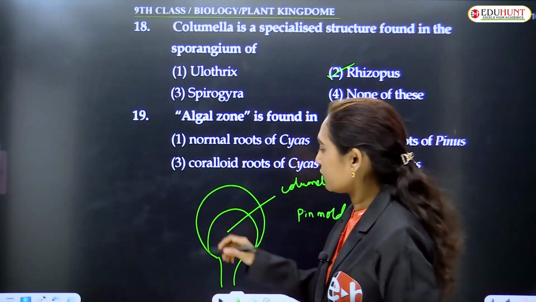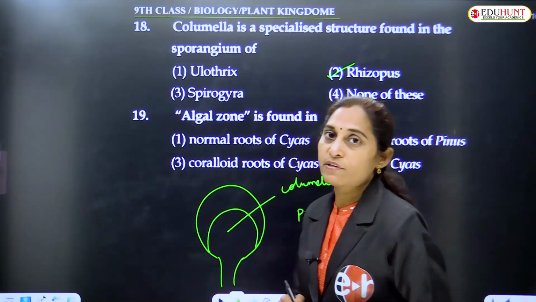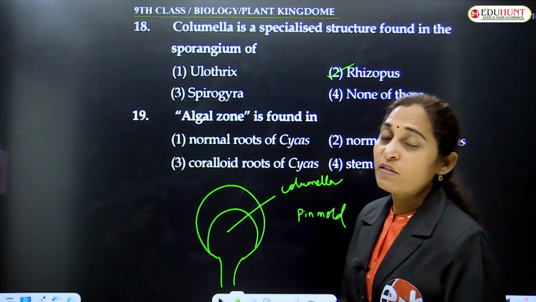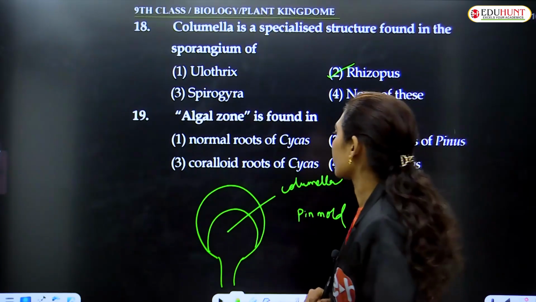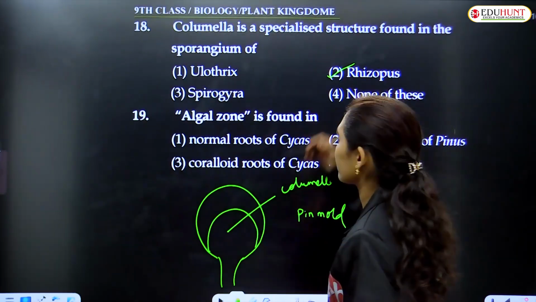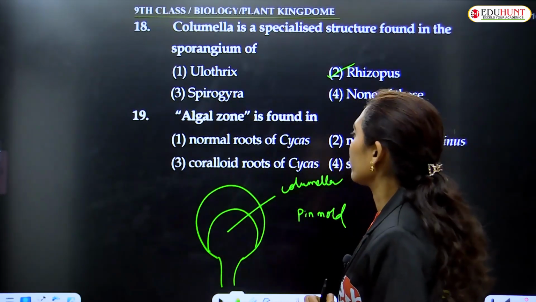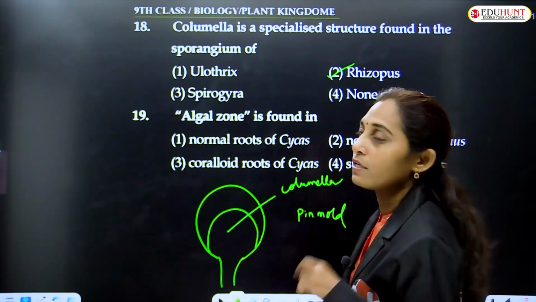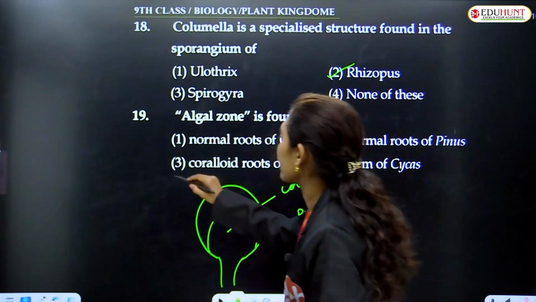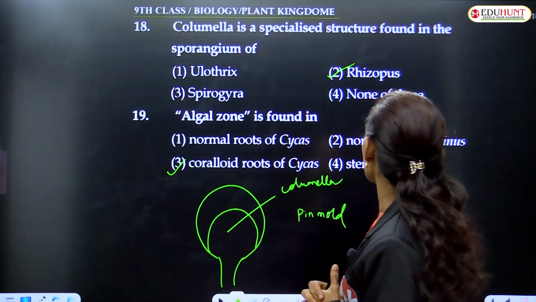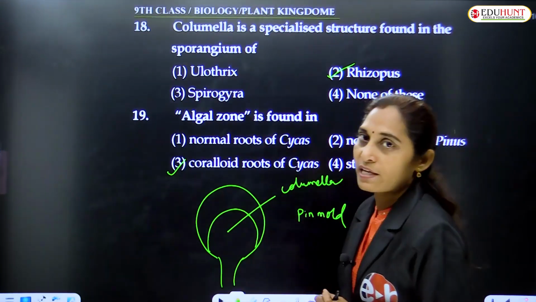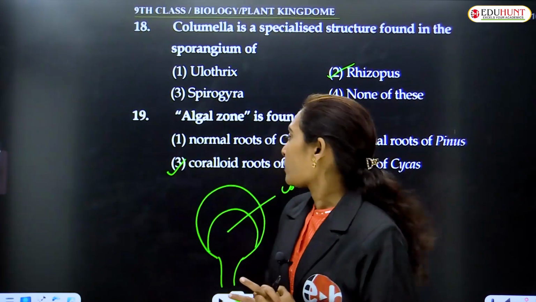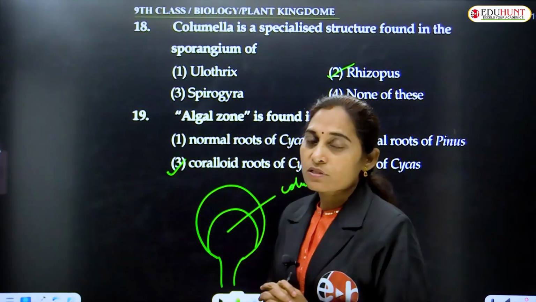It is a sterile region, but the outer peripheral region is a fertile one which gives the spores. Actual fertile region. So that is Rhizopus. Is the algal zone found in normal roots of cycas? No. Coralloid roots of cycas? Yes. Normal roots of pinus and stem of cycas? No. The algal zone is present in cycas coralloid roots.